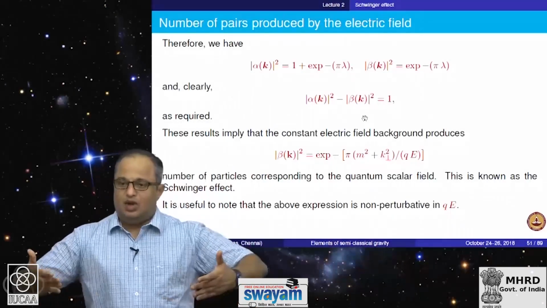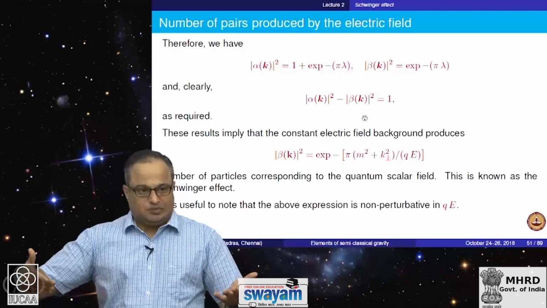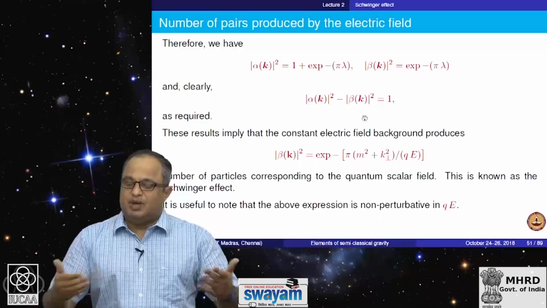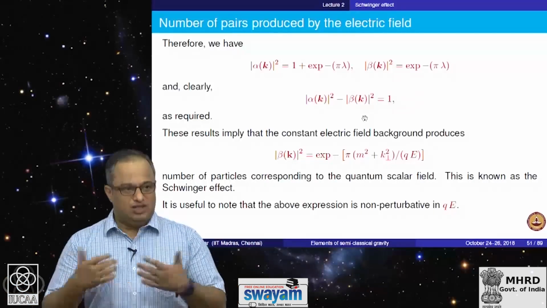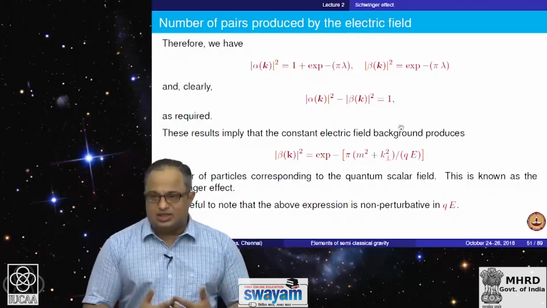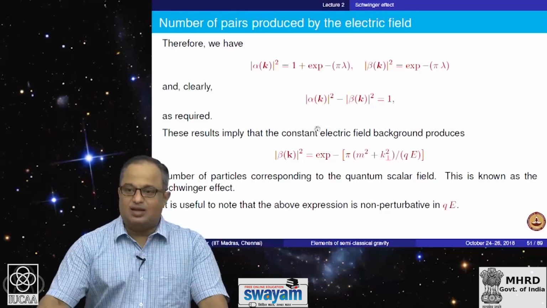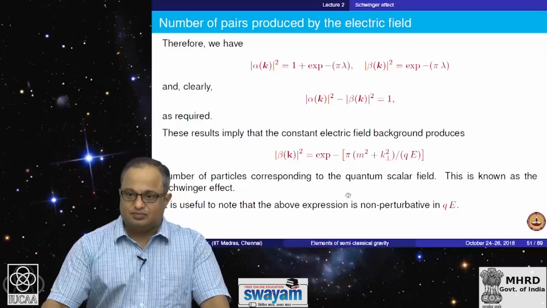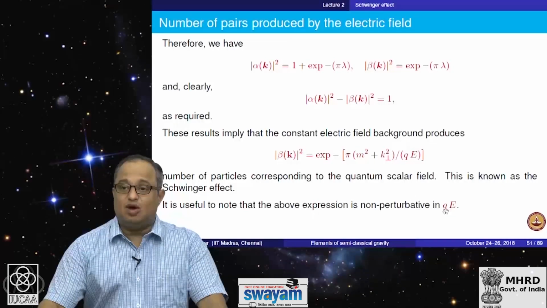Remember, when you have two complete sets of modes, I can relate one set of creation and annihilation operators to the new set through the Bogoliubov coefficients, but both these sets of annihilation and creation operators should satisfy the commutation relations, and it is those commutation relations which will lead to a result like this. So this is essentially the Schwinger effect, and what you say is that this constant electric field background produces so many particles corresponding to the quantum field, and importantly this is completely non-perturbative.